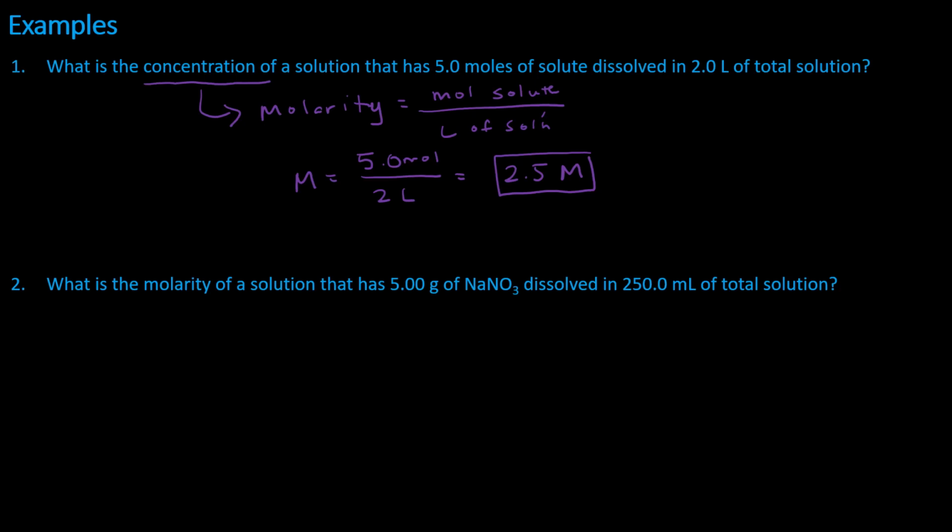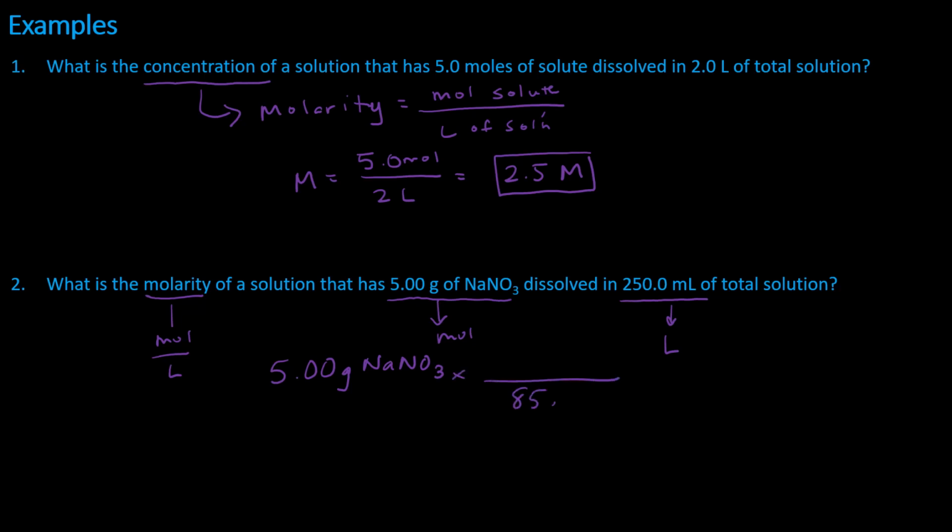All right, and the next question says, what is the molarity of a solution that has 5 grams of NaNO3 dissolved in 250 milliliters of total solution? So for molarity, I know I have to find the moles and divide it by the liters, and I've got grams of sodium nitrate and 250 milliliters of solution. So that means that I'm going to have to find the moles of this, and I'm going to have to turn this into liters. So to get started, I'm going to do the moles first. And the molar mass of sodium nitrate is found to be 85 grams. So that's the molar mass.